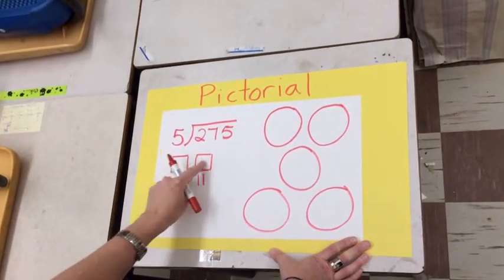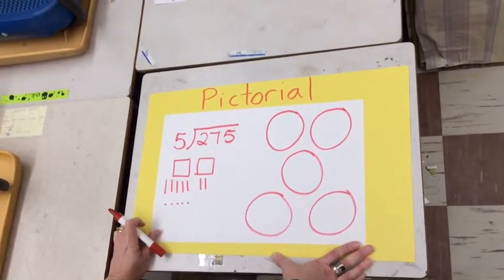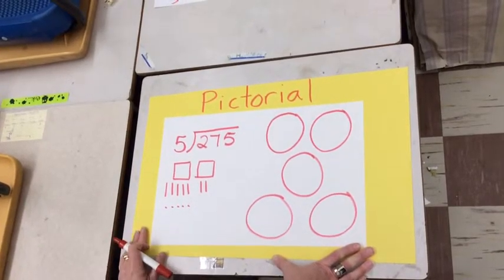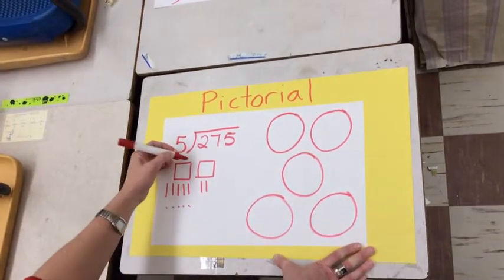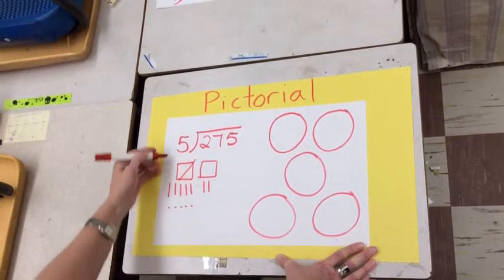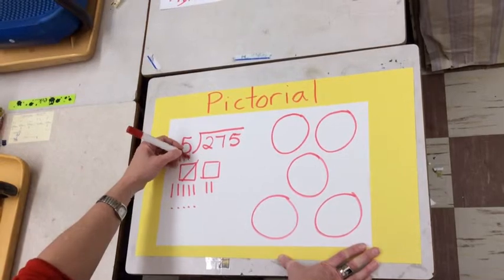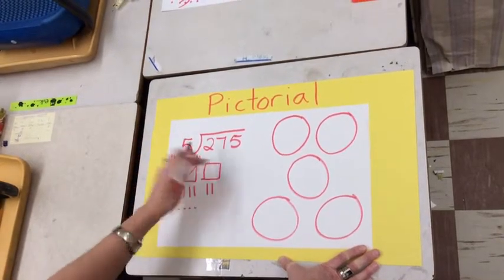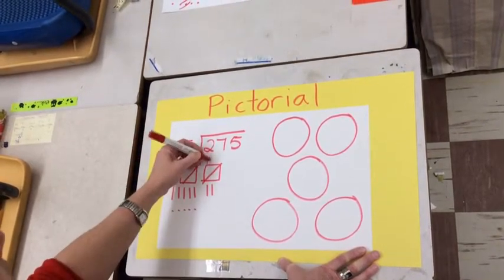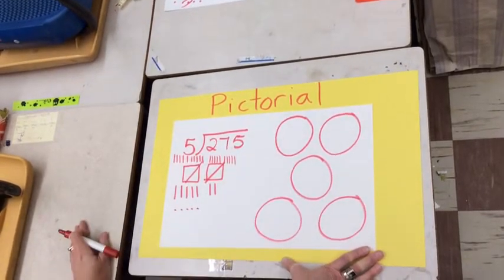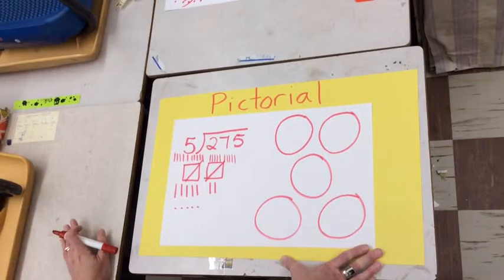We have to take those 100 flats and we have to divide them up into tens. And we know that there are 10 tens in each of those 100 flats. So I'm just going to cross one of those out. I'm going to put my tens down. 1, 2, 3, 4, 5, 6, 7, 8, 9, 10. I'm going to do the same with the other one. 1, 2, 3, 4, 5, 6, 7, 8, 9, 10, because they're no good to me the way they are. Now that they're in tens, I can divide them up.